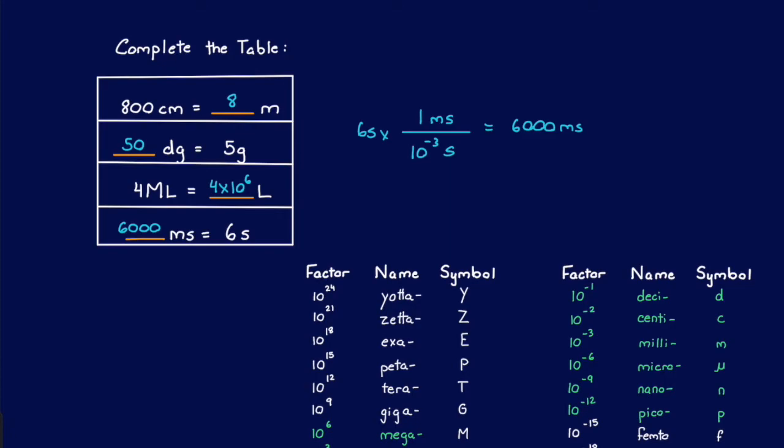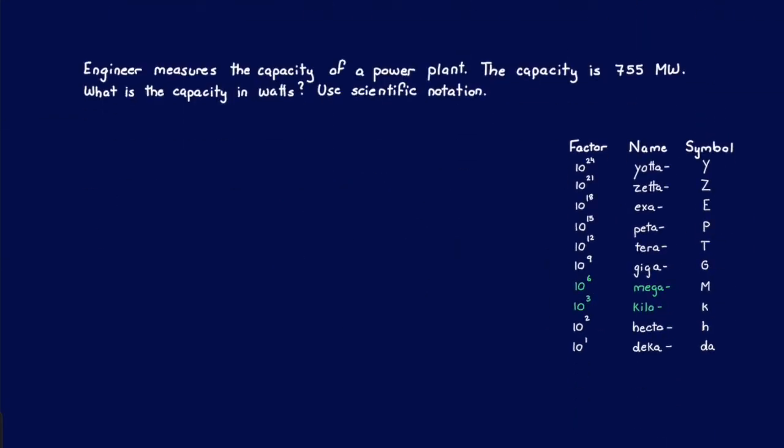Okay, so now that we have an understanding of how the conversions work, let's continue and do it in a problem. So an engineer measures the capacity of a power plant. The capacity is 755 megawatts. What is the capacity in watts? Use scientific notation. So in this case, our answer will have to be given in scientific notation. But, as always, let's start with what we have.